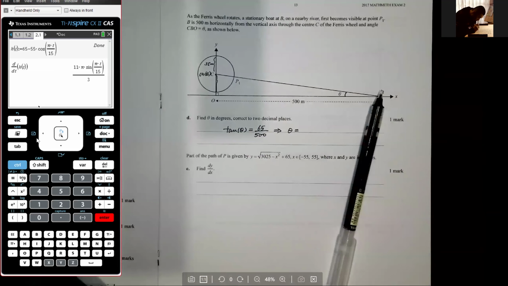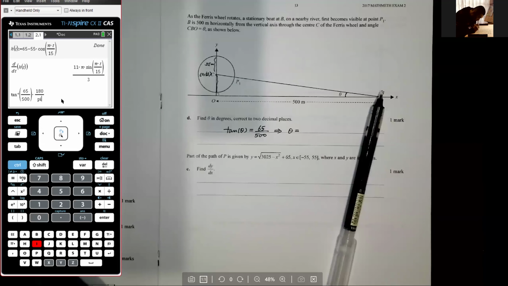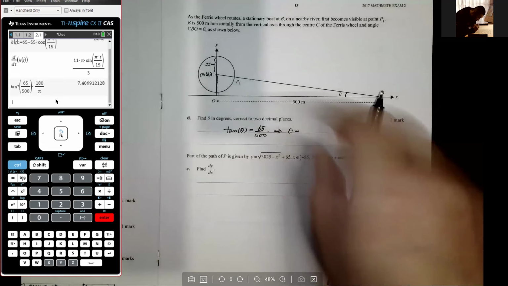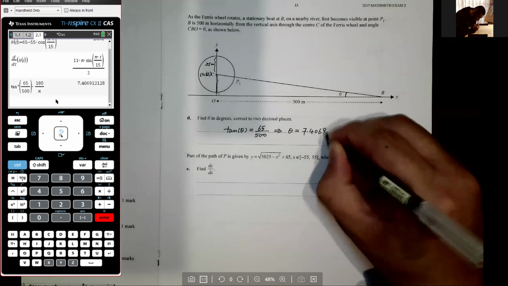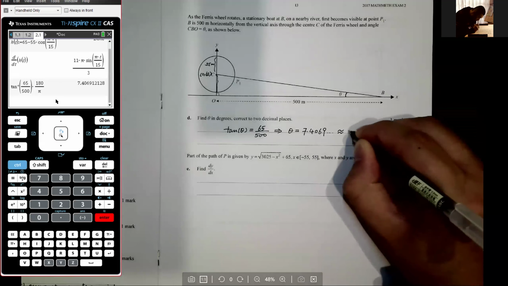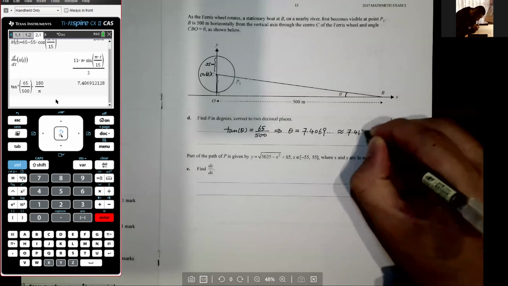So I can just use my CAS calculator, tan inverse 65 over 500, or if you wish, you can divide everything by 5, like 13 divided by 100, times 180 divided by pi, because I want the degree value. So the answer is 7.4069, which is rounded to 7.41 degrees, okay?